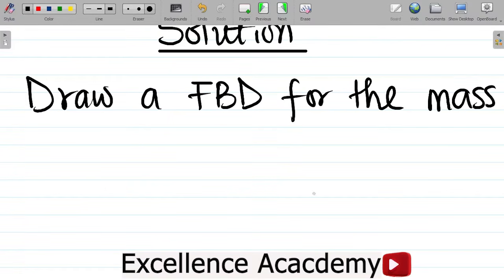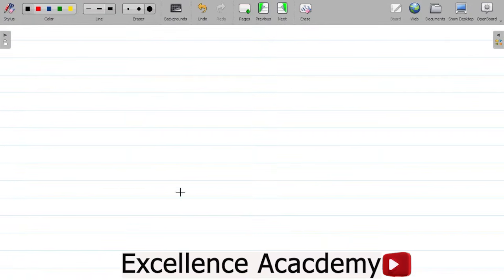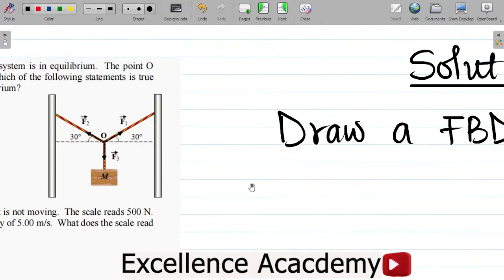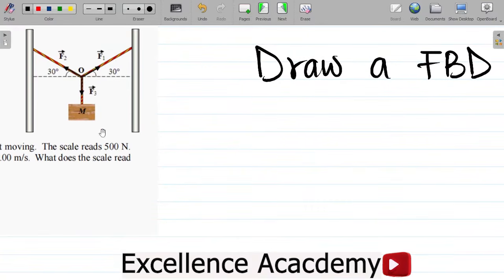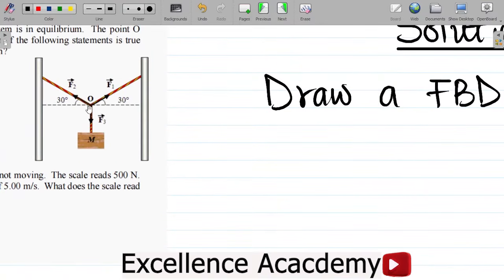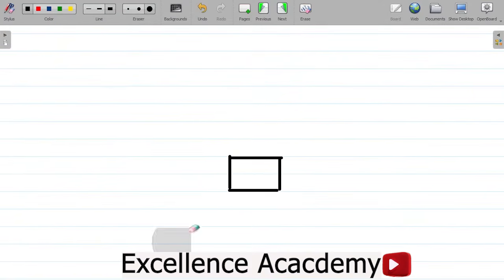The first thing I want to do here is to represent the mass. From here, I would get my coordinate system. And so you have the mass here. Pointing downward is F3. To the right is F1. To the left is F2. So that is my free body diagram.